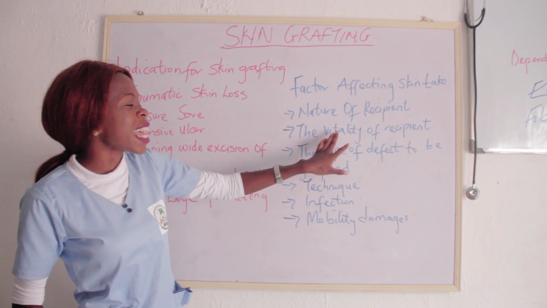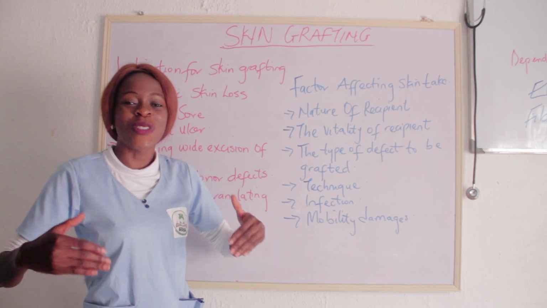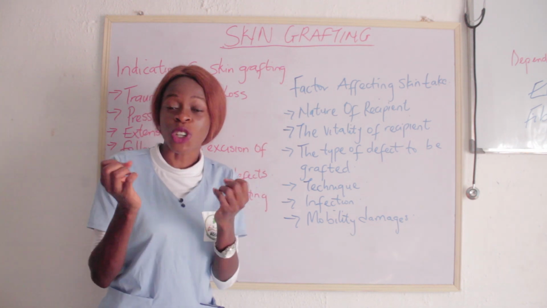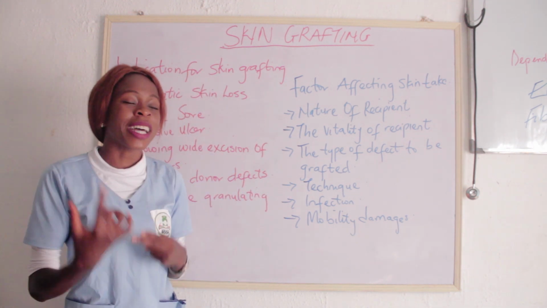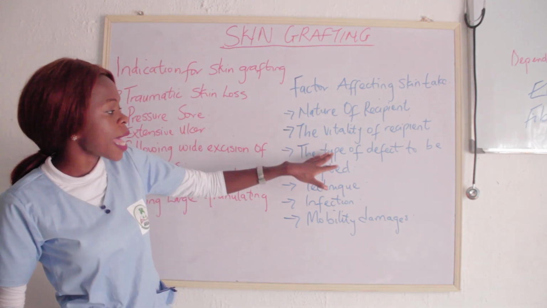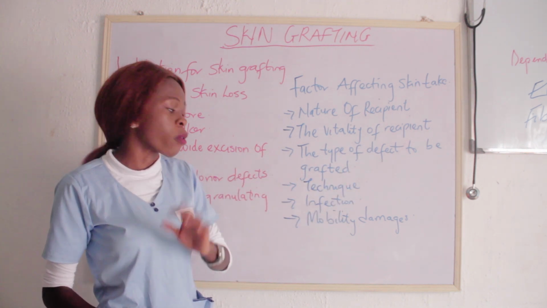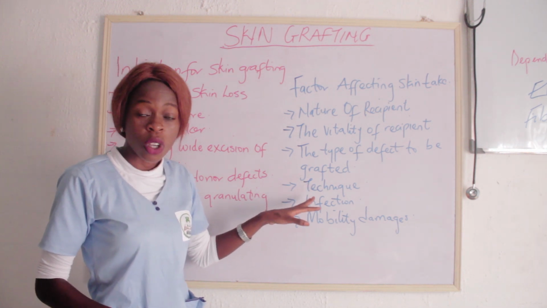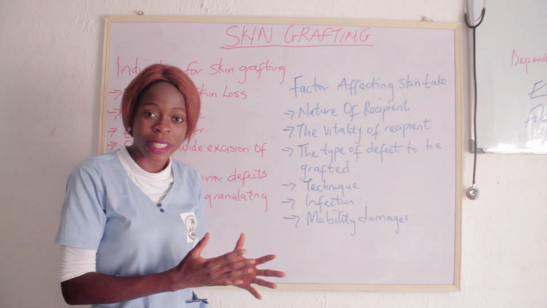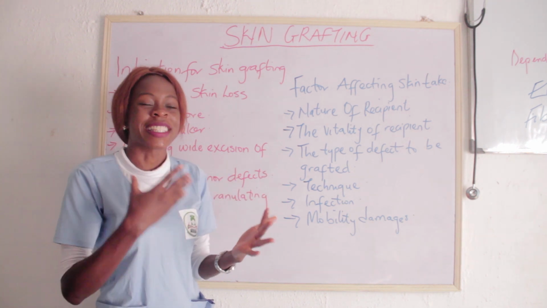Then we have the vitality of the recipient. Will the recipient be able to supply good nutrients? Will it be able to supply good blood supply to the graft that the recipient just received? So that is also another criterion that's going to affect the skin take. Then we have the type of defect to be grafted. We have the technique used. You as a surgeon have to know the actual technique that will be used favorably for this particular skin grafting, so that the recipient can accept it.